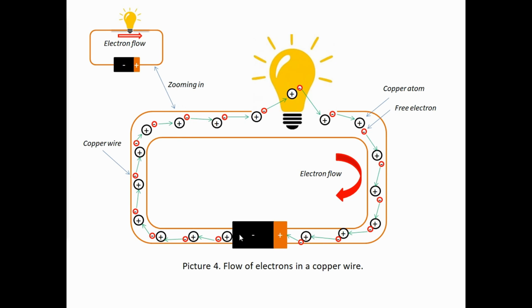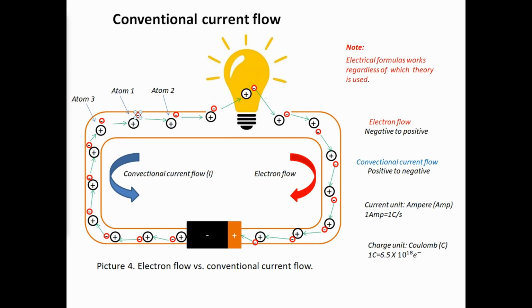When the battery energizes the circuit, the free electron jumps from one atom to another atom and then to another atom, and they keep jumping as long as the battery keeps energizing the circuit. This constant electron jumping is what we call electron flow. If we remove the battery, this jumping stops.